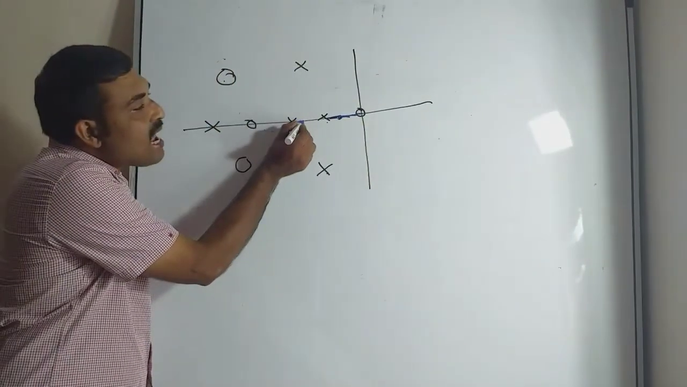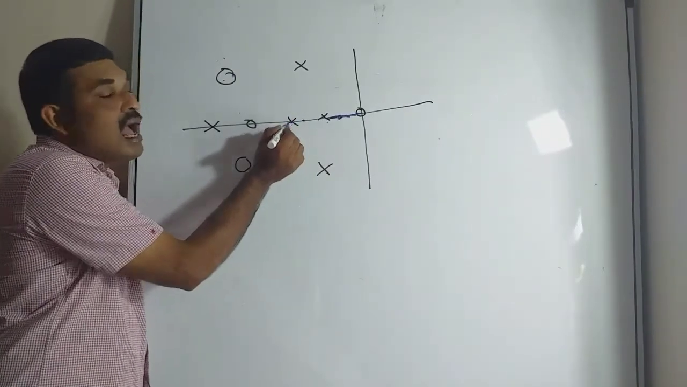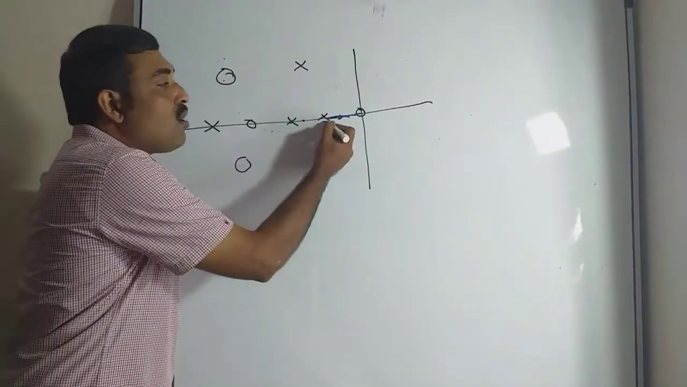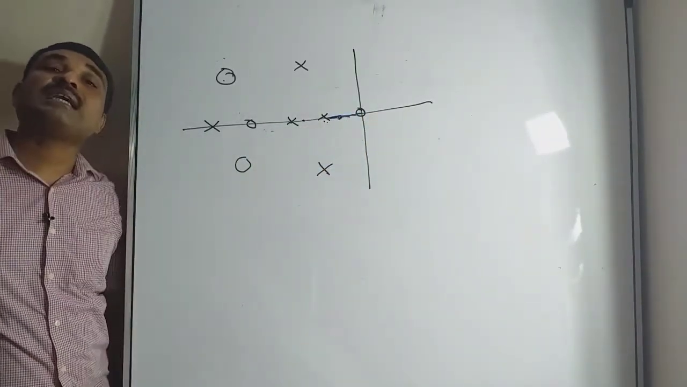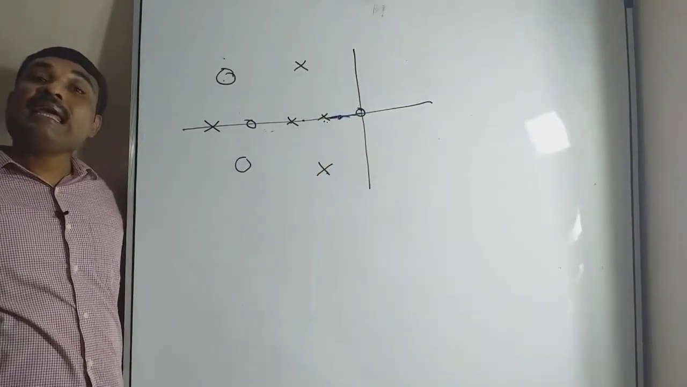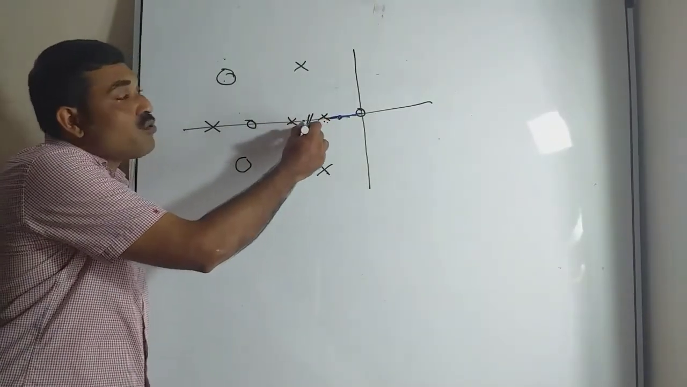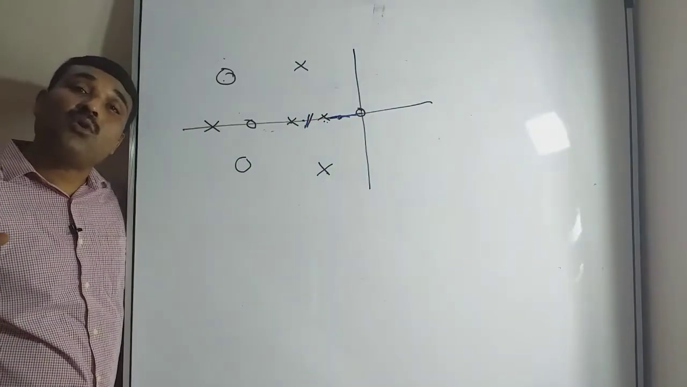Consider a point here towards the right of this pole and count the number of poles and zeros. So 1 pole and 1 zero. The total number of poles and zeros is 1 plus 1, 2. That is an even number. So this portion does not lie on the root locus. So this portion between these two poles is not on the root locus.